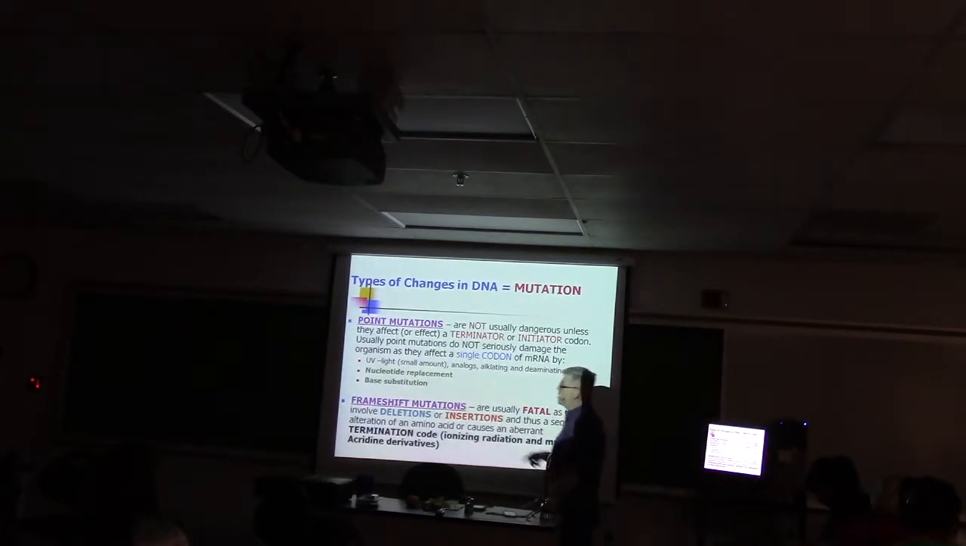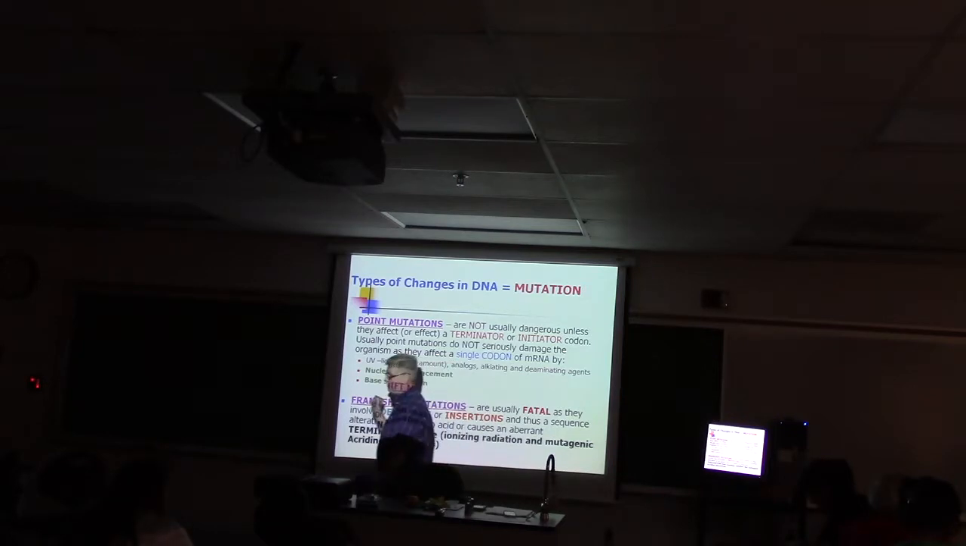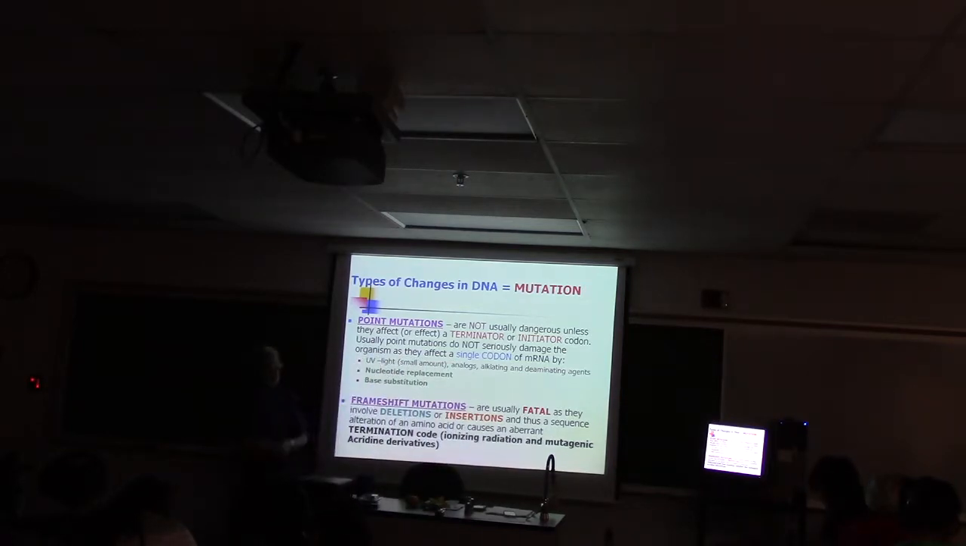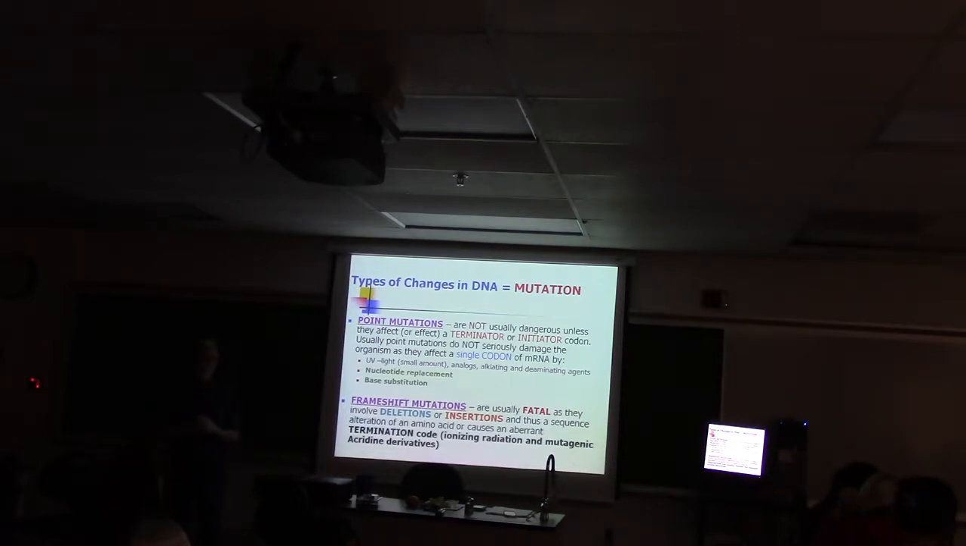One letter wrong is called a point mutation. And UV light causes it, nucleotide replacement, all of those things are point mutations. Remember, overwhelmingly, they're harmless. The other kind, though, frameshift, is usually fatal for the cell.